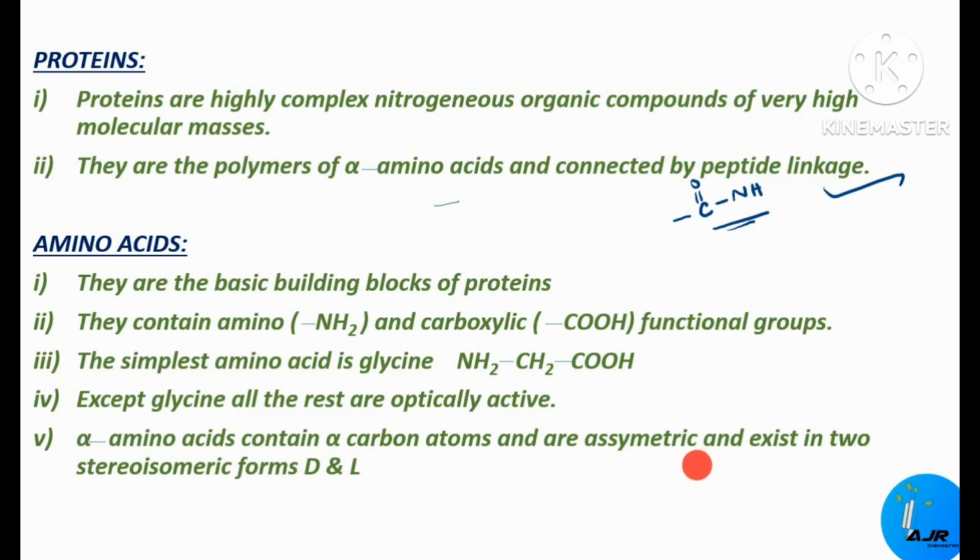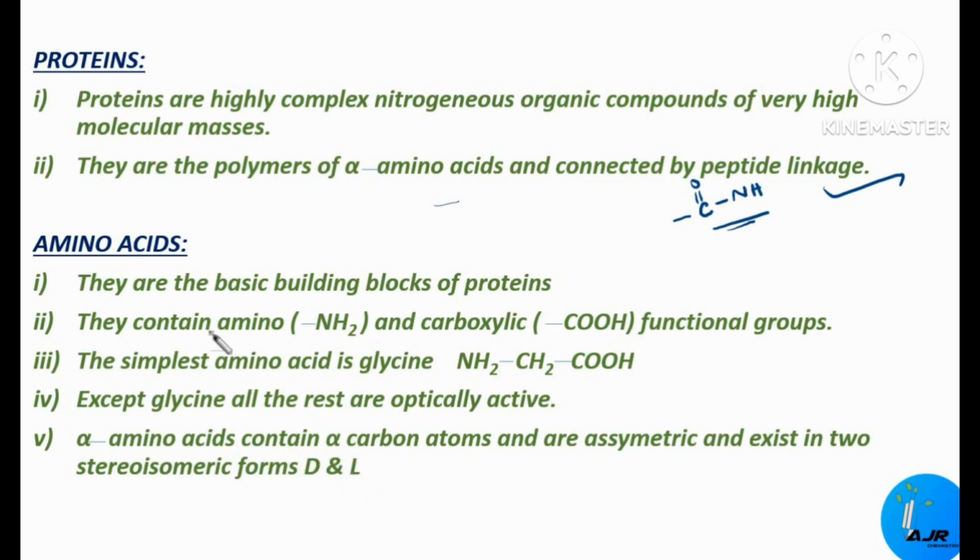They have a chiral center, they are asymmetric in nature and they exist in two stereoisomeric forms, D and L. What are stereoisomers? Stereoisomers have the same molecular formula but different spatial arrangements. These two forms, D and L, are mirror images of each other and are also called enantiomers.